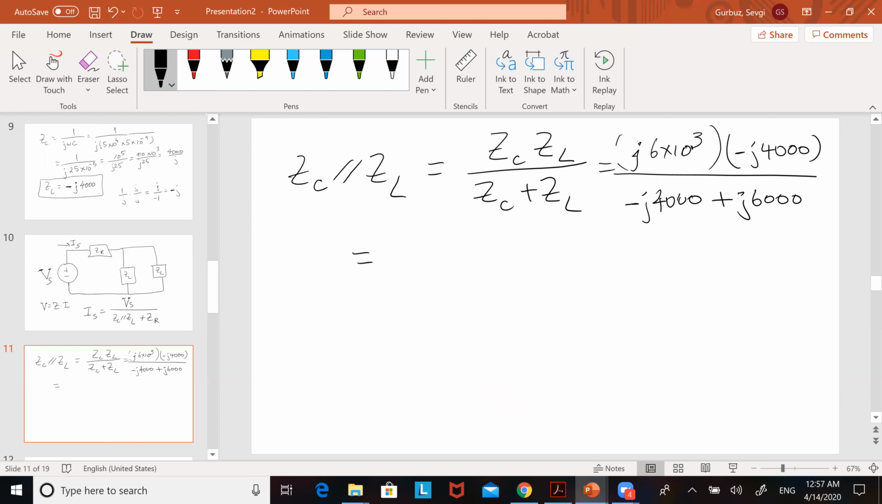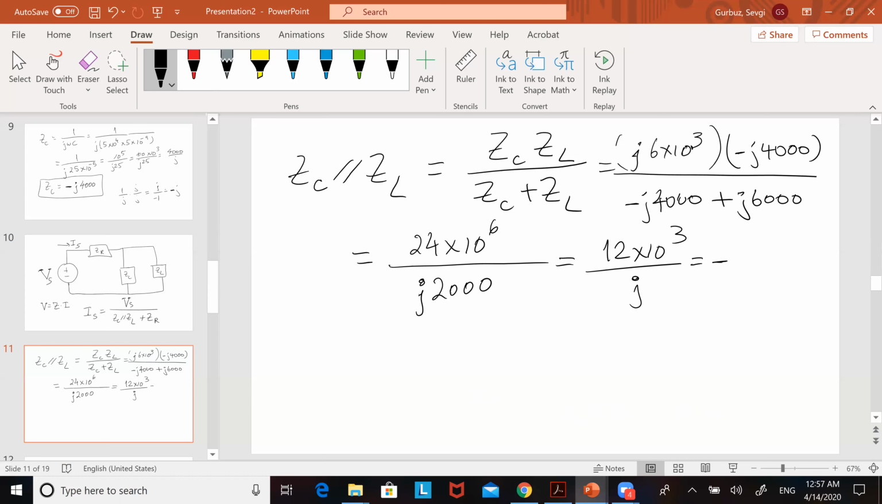Minus j times j is equal to just 1. So the numerator is going to be equal to 24 times 10 to the 6. The denominator is going to be plus 2,000j. And if we divide the 2,000 into the numerator, you'll get 12 times 10 to the 3 divided by j, which remember is just minus j times 12 times 10 to the 3. So this is the parallel combination.